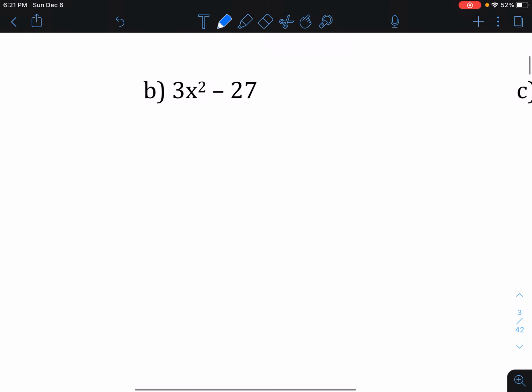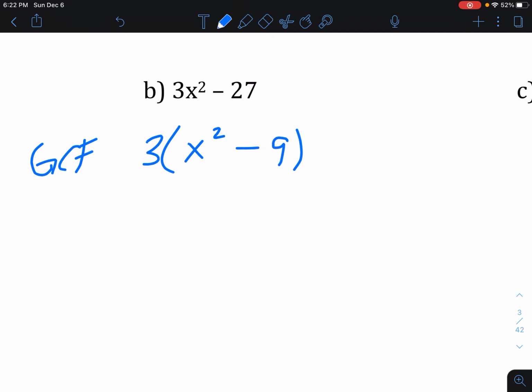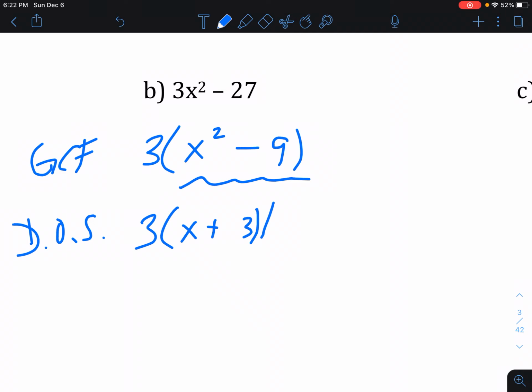All right, take a minute. Be careful, this is a two-stepper, and try this one on your own. Okay, you should have actually had a GCF first of 3. And then divide by 3 to have x squared minus 9. Then for the x squared, I'm going to put DOS for difference of squares. X squared minus 9 is a difference of squares. So that should be two parentheses, x plus 3, x minus 3.